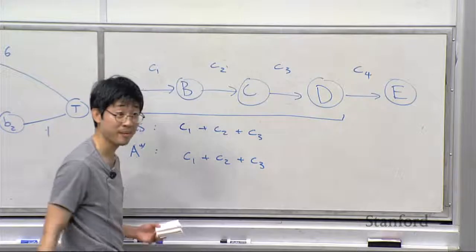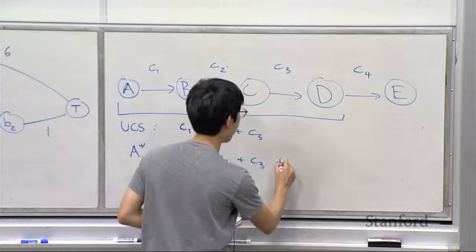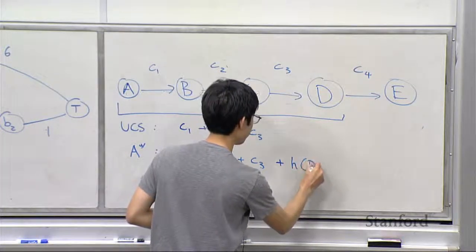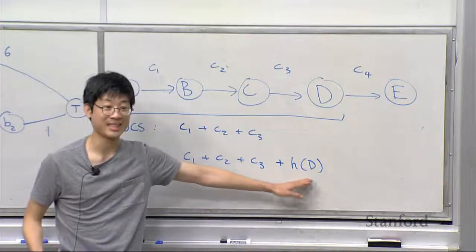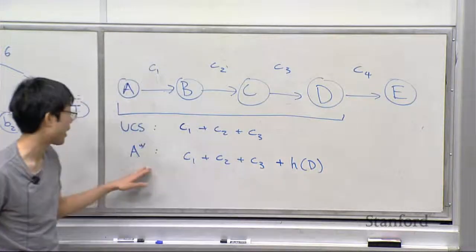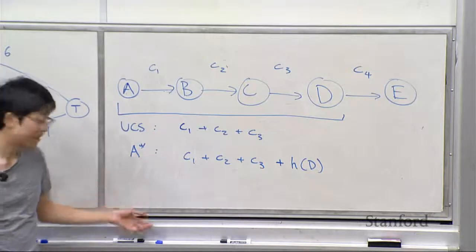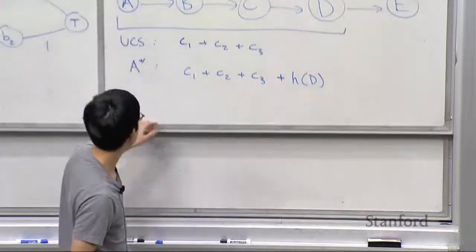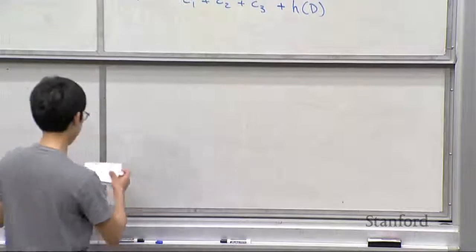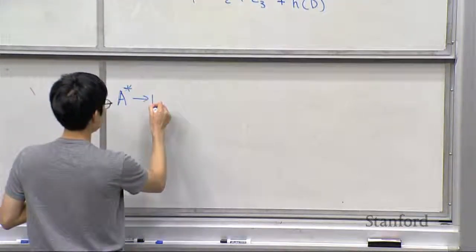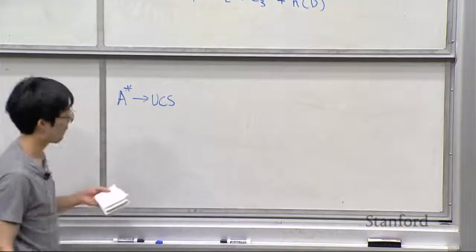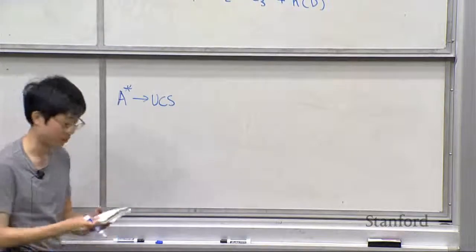We still have the same past costs, but now we add one more term, which is the heuristic function's value at D. So this is saying how much cost it thinks is left to go. That is the prioritization function for A star. And now what I want to do is write A star in another way such that it reduces to something that we can plug into uniform cost search.